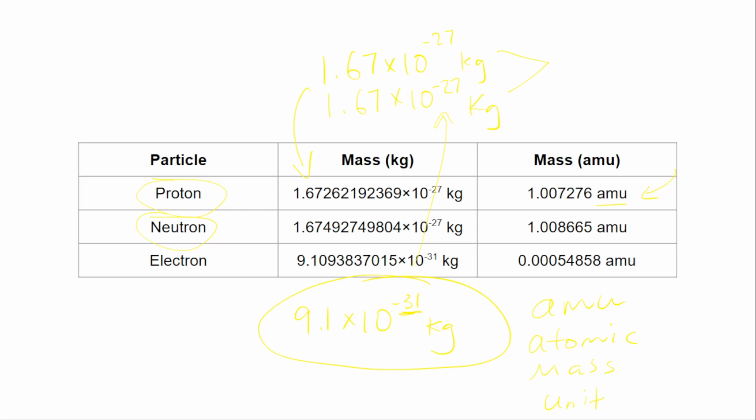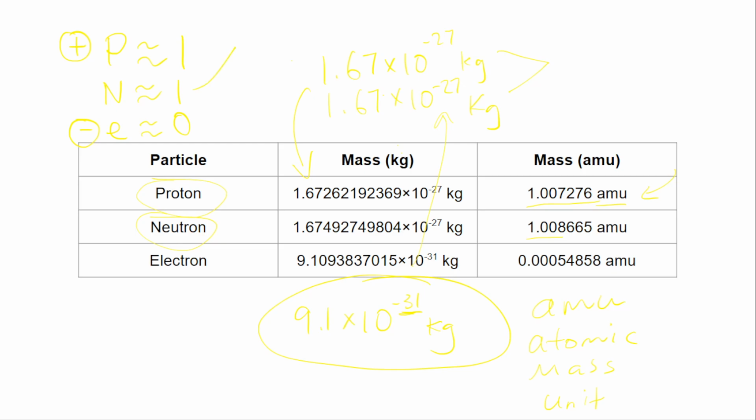So the atomic mass unit of a proton is approximately 1. It is exactly 1.007. And then neutrons is also approximately 1, which is like 1.008. It's a little heavier than a proton. And then electrons is approximately 0 because it's so light, okay? So you would assume protons are positive charge, electrons are negative charge, neutrons are heavier than protons.